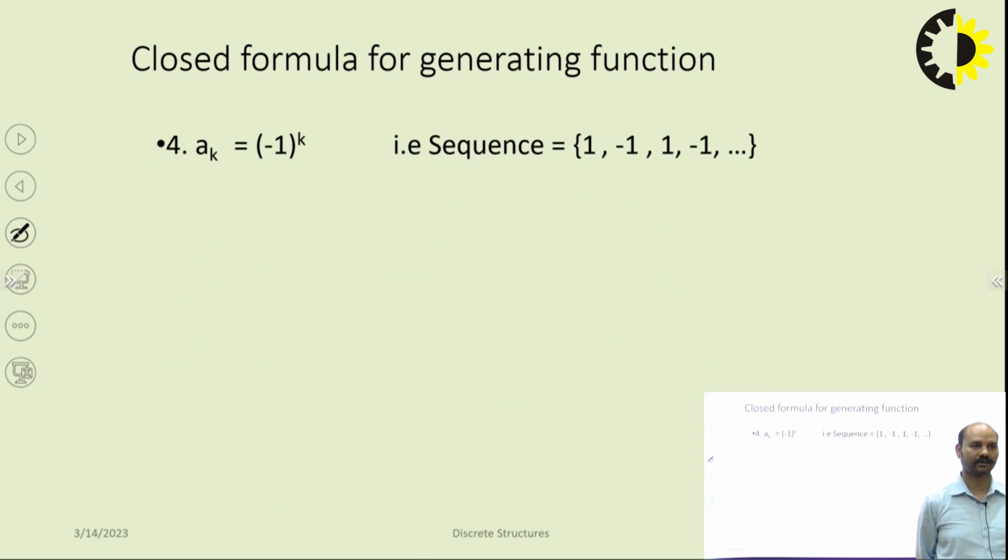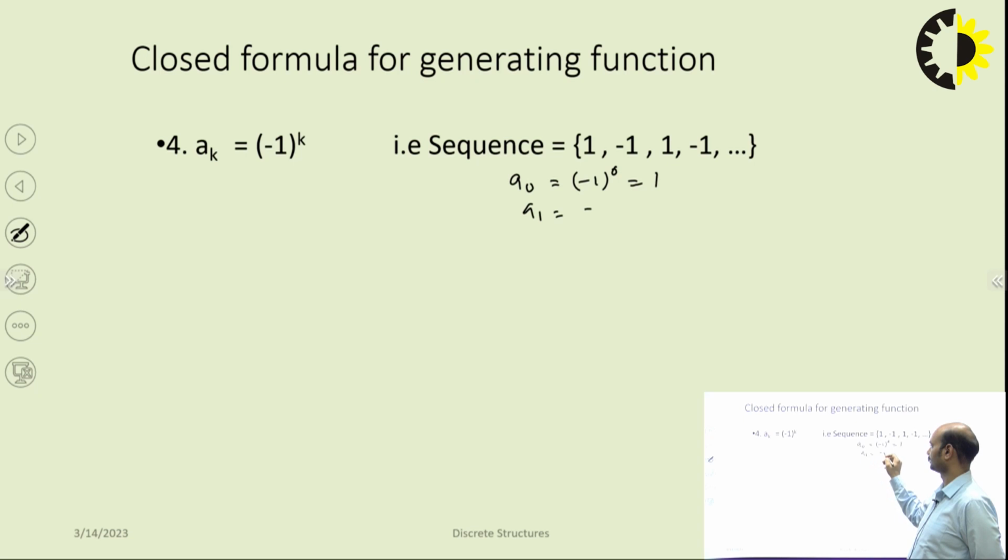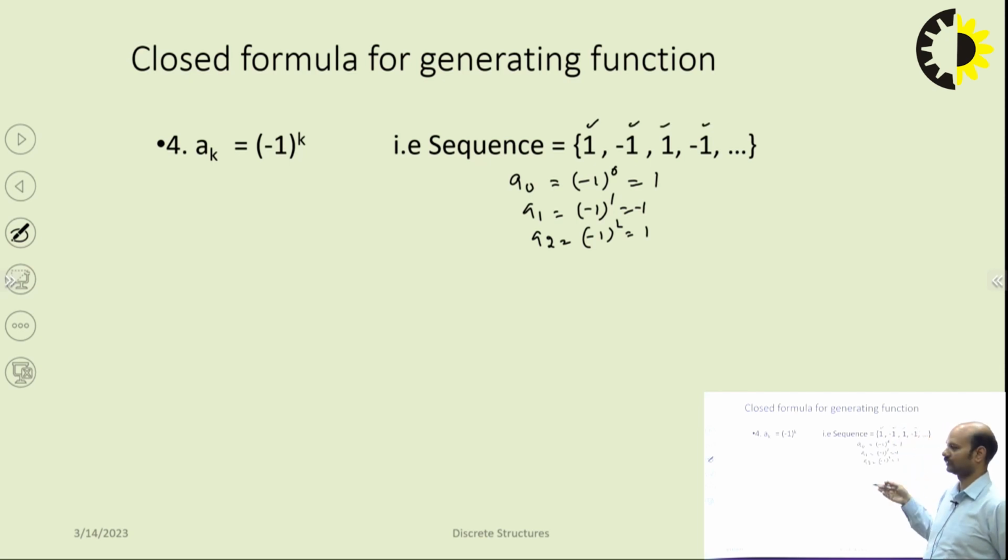What is the closed formula if a_k is equal to (-1)^k? If we substitute k equal to 0, then (-1)^0 becomes 1. What is the value of a1? That is (-1)^1, which becomes -1. Then what is a2? That is (-1)^2, which becomes 1. It means +1, -1, +1, -1, and this is the infinite sequence that occurs: 1 and -1, 1 and -1, 1 and -1.